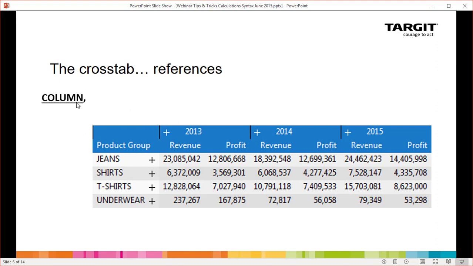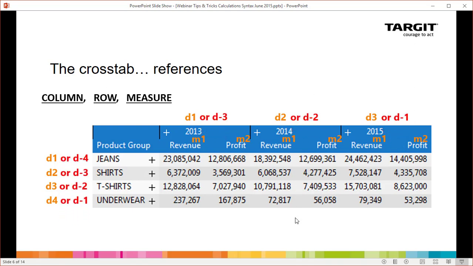So, for example, column-wise, my first column can be referred to as D1, second one as D2, and then the third one as D3. The same goes for rows: D1 for jeans, then D2, D3, and D4. And the measures you got here, revenue and profit, can be referred to as M1 and M2. So if you have more measures, it'll become M3, etc. You can actually refer to things backwards. So the last column can be referred to as D-1, second last D-2, and then D-3, and so on. And the same goes for rows: D-1 for underwear, D-2, D-3, and D-4.